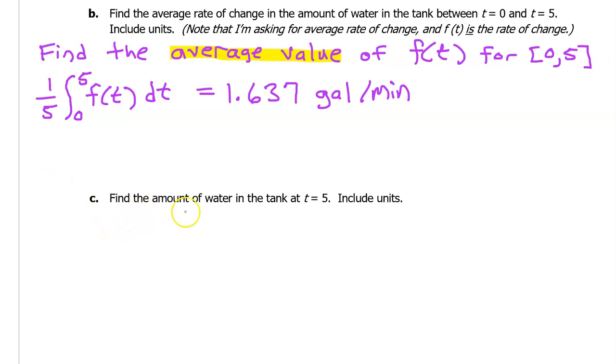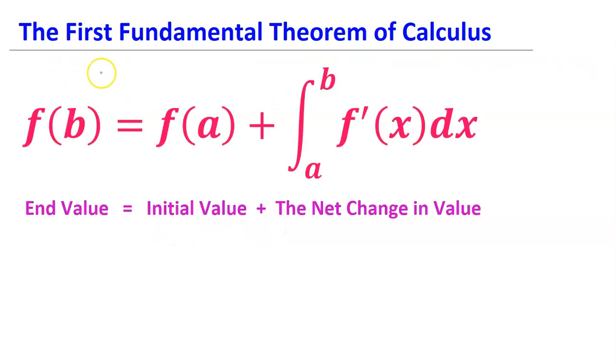Part C, find the amount of water in the tank at t equals 5. Include units. This looks like a job for the first fundamental theorem of calculus. We can use the first fundamental theorem of calculus to convert back and forth between the rate of change and the amount of something. So the end amount is equal to the initial amount plus the integral of the rate of change from A to B.